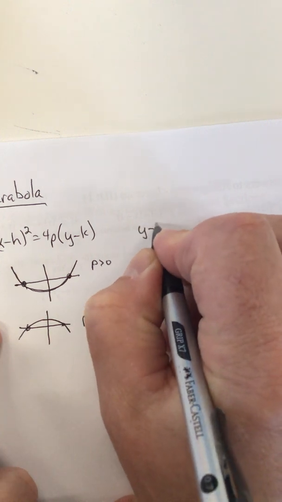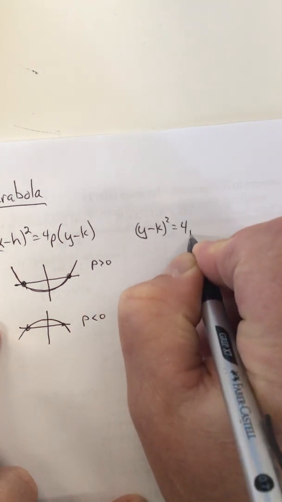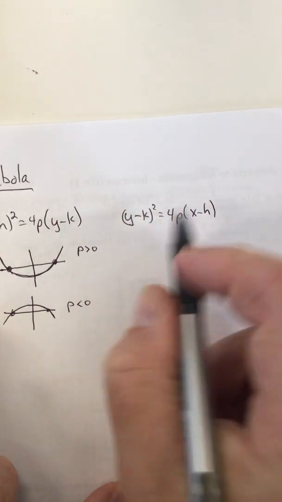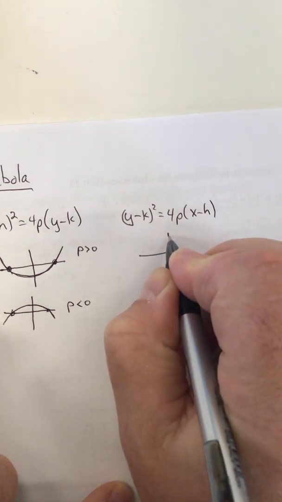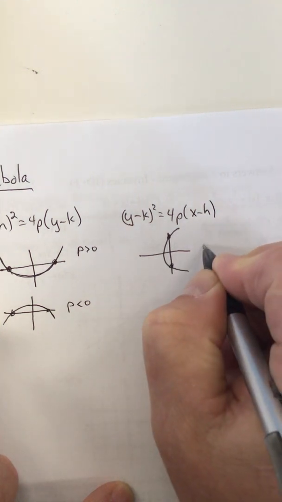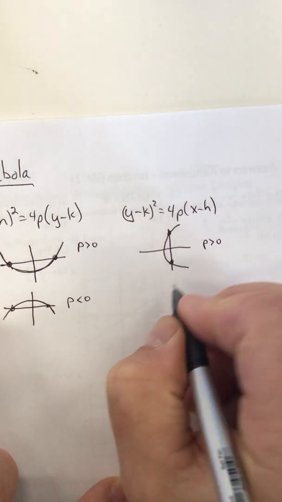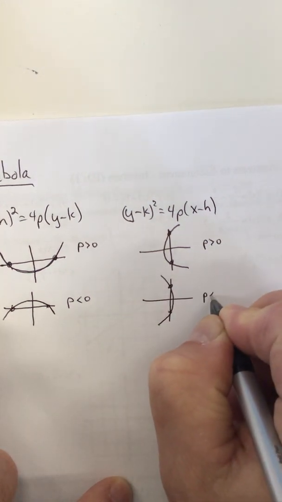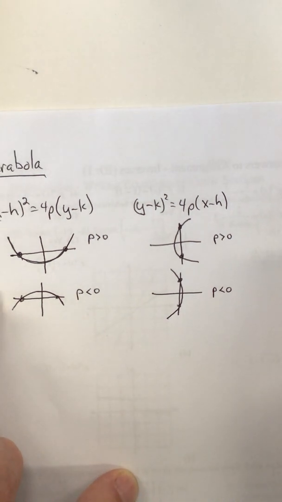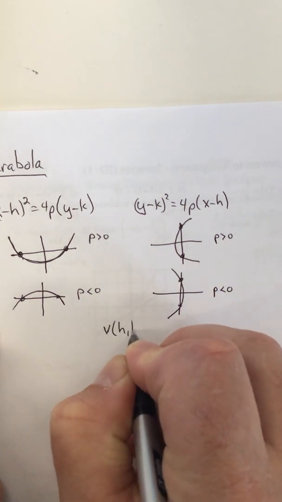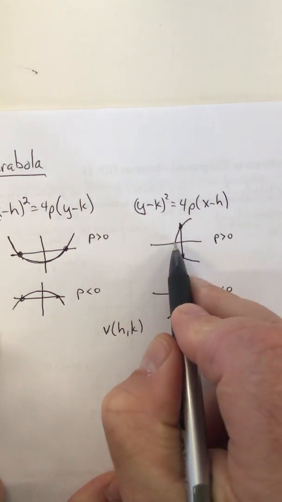It could be (y − k) all squared equals 4p (x − h). See, this one, the y is the one that is squared. That means it's crossing the y-axis twice. Now it opens to the right when p is positive. It opens to the left when p is negative, like that. Okay, this h and k, h and k is the vertex. So whatever h and k is, that's where the vertex is.